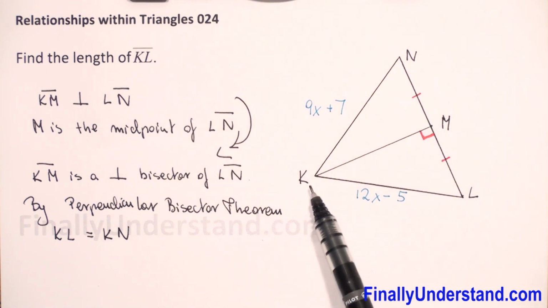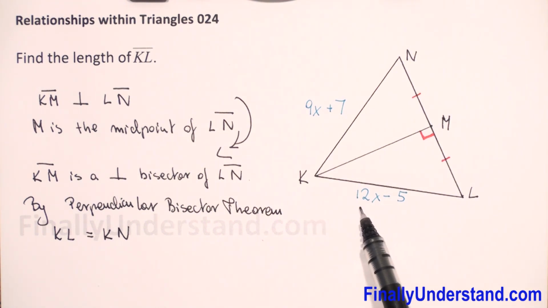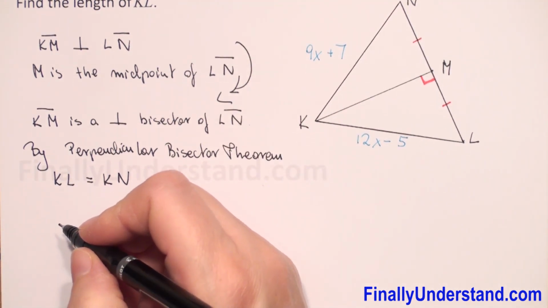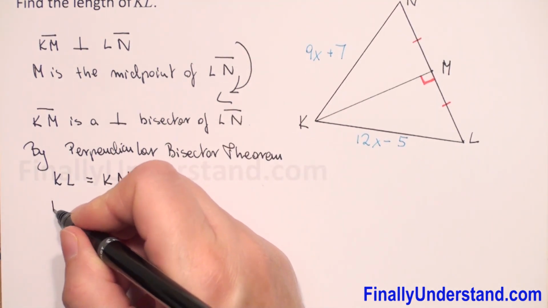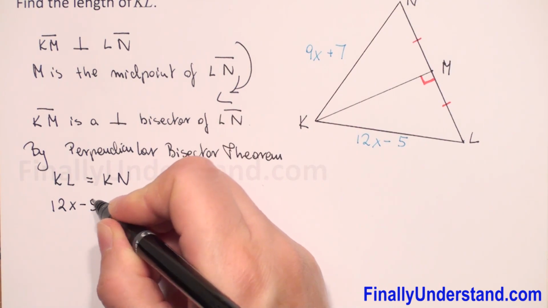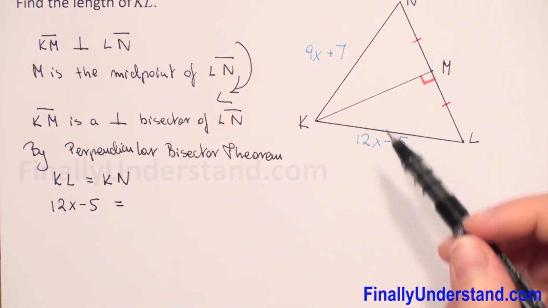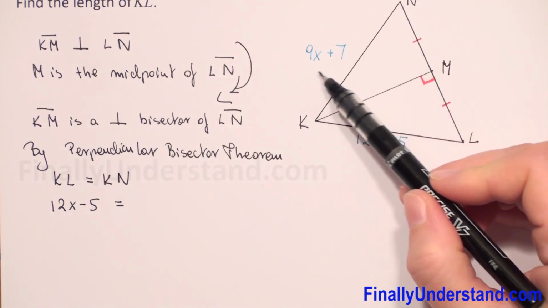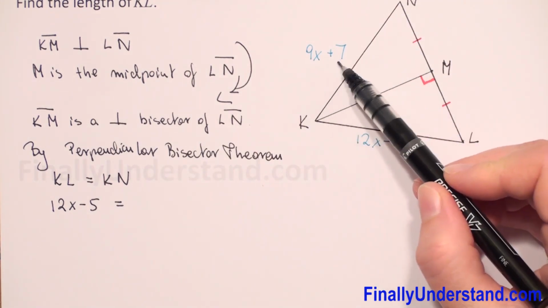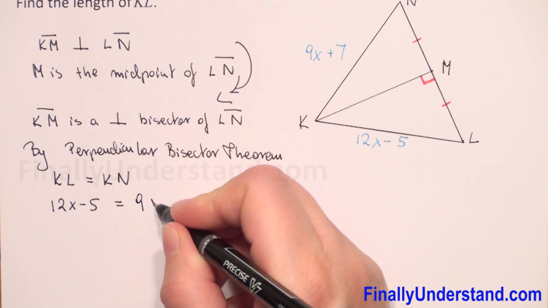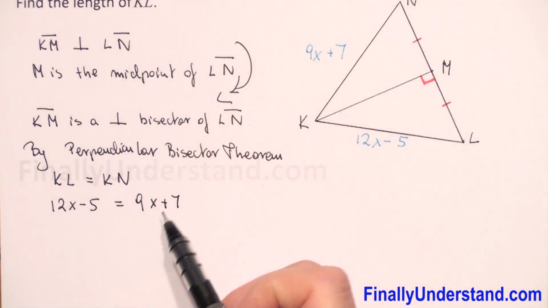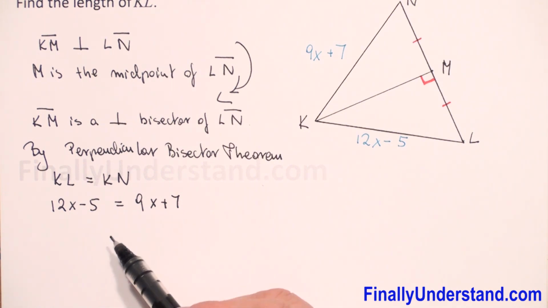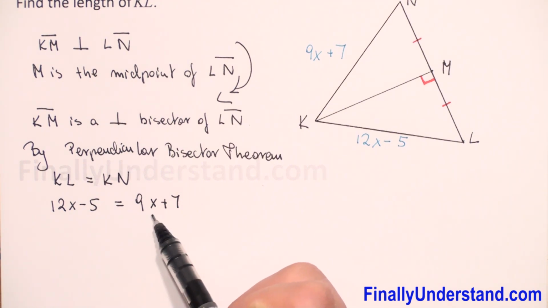And we are given KL by the expression 12x minus 5, so we can substitute the left side by 12x minus 5 is equal to, and KN side is given by the expression 9x plus 7. So we got an equation with one unknown x. So now we will solve this equation.